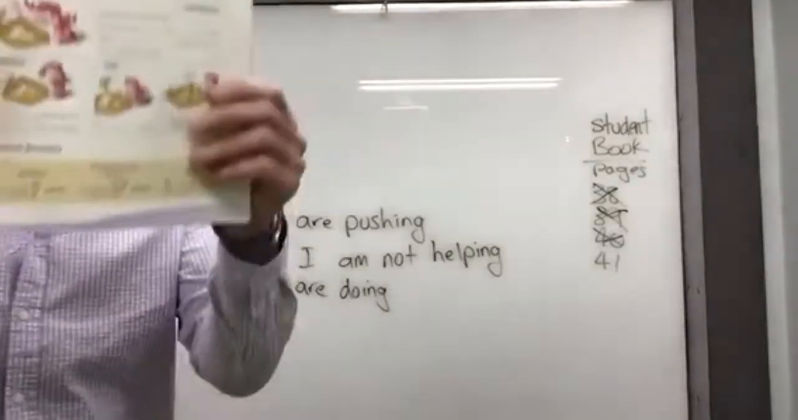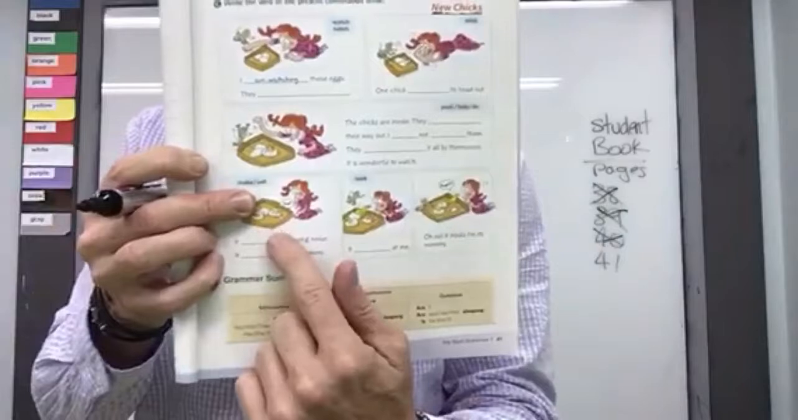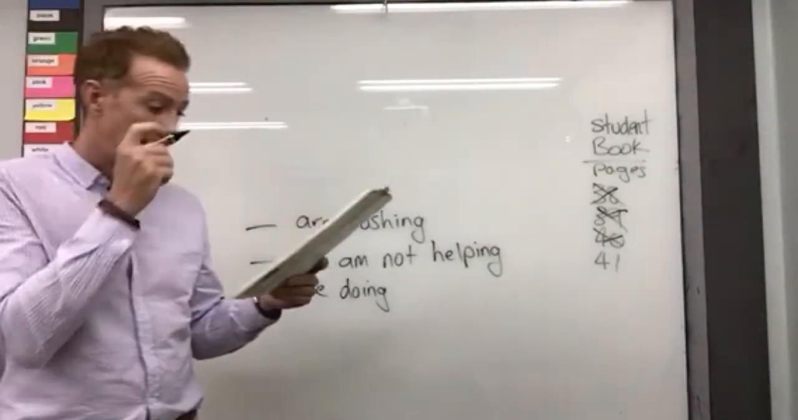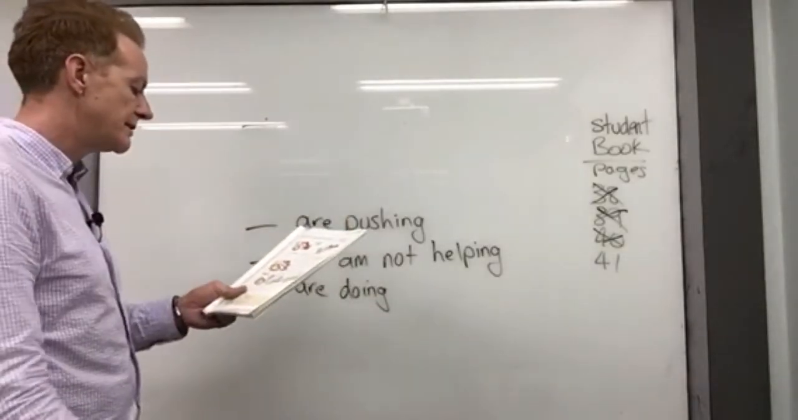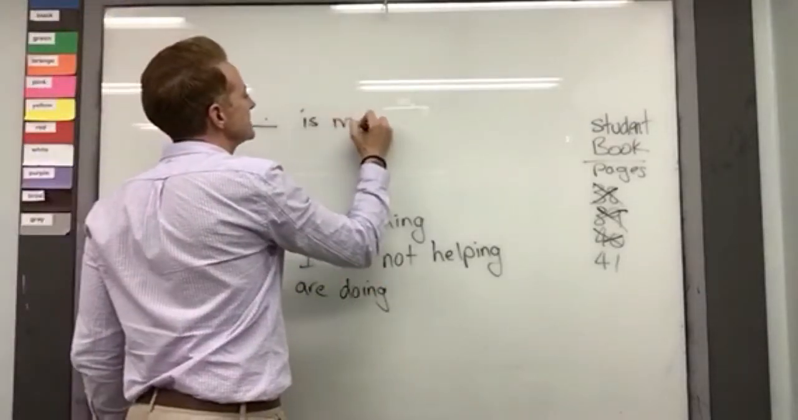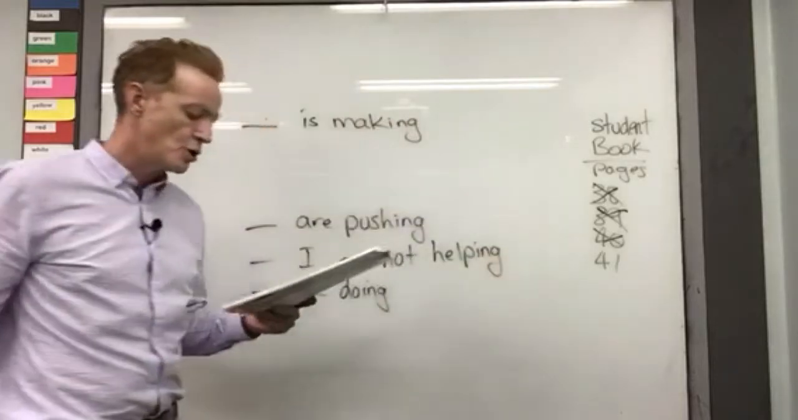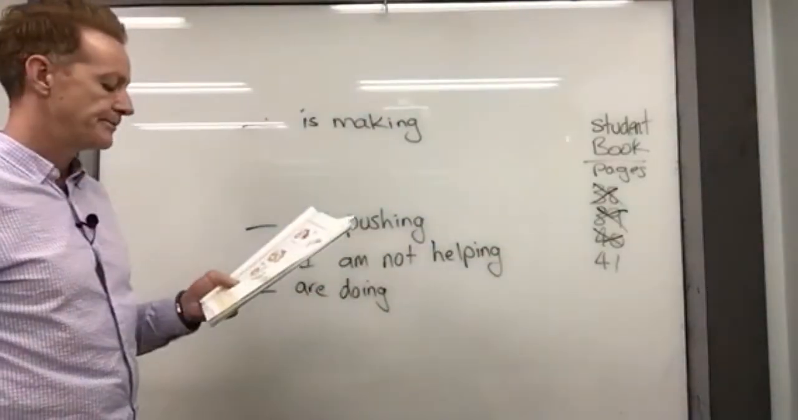Now we're going to do the three little ones here. This one, this one, this one. All right, let's start with this one. Make and call. There's only one, so it is making a peeping noise.